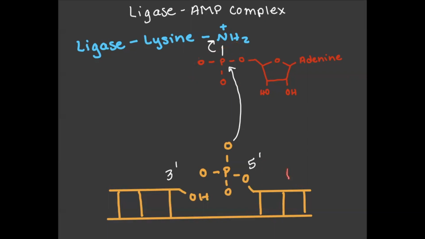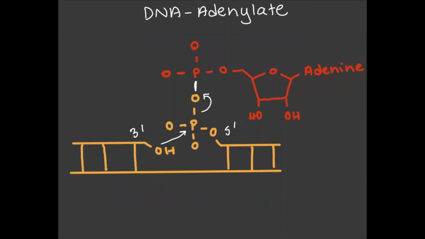Here we have one Okazaki fragment and a second one over here. As you can see, this complex only interacts with the 5' end of an Okazaki fragment. We form a new oxygen-phosphorus bond while breaking a nitrogen-phosphorus bond that we just made in the last step. This generates the DNA adenylate complex.